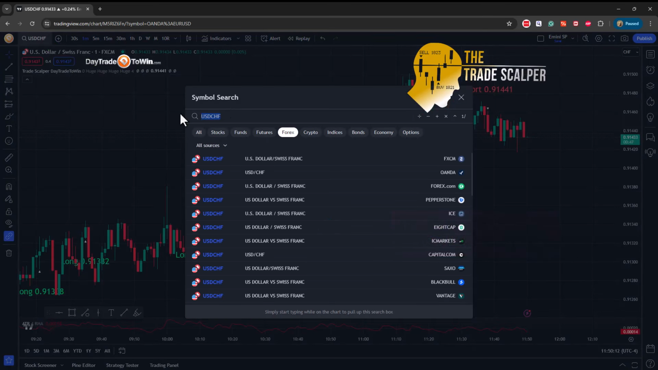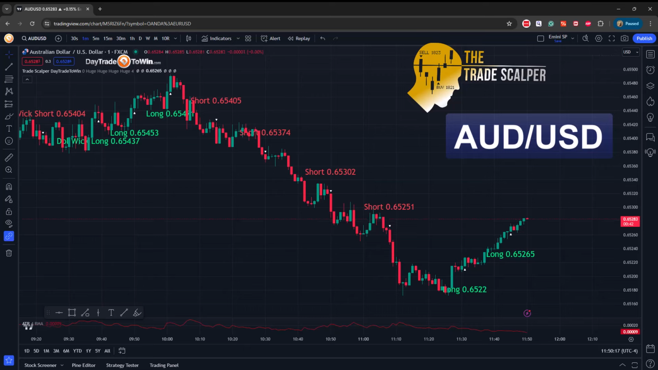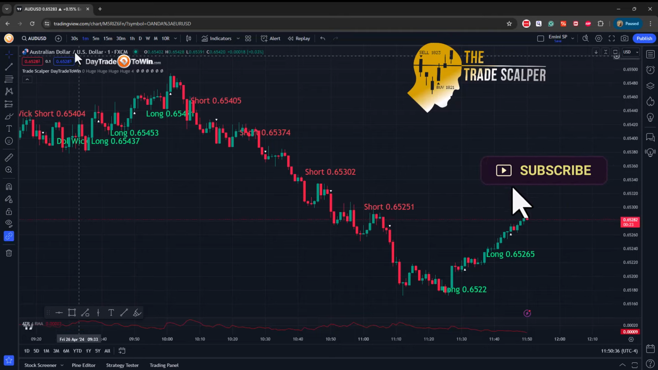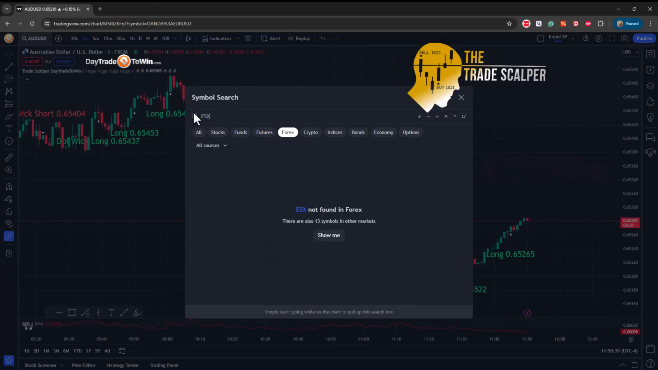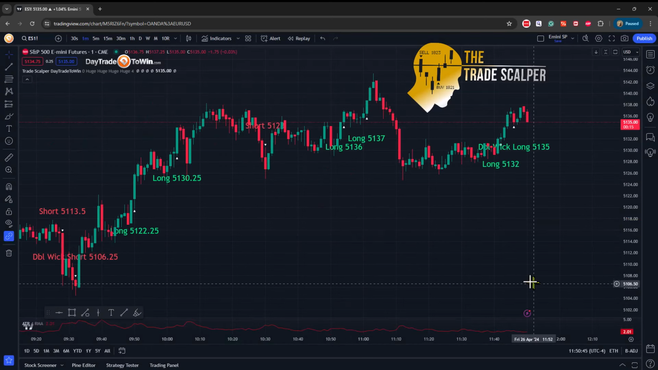Let's take a look at another one. We'll take a look at the Australian dollar USD, very popular. You can see now this is also another long position. So the Trade Scalper is a great method to look at trading any market using price action and currencies, Forex, or even let's take a look at the E-mini S&P, under futures, E-mini. This is the E-mini S&P. Long, long, long, long.